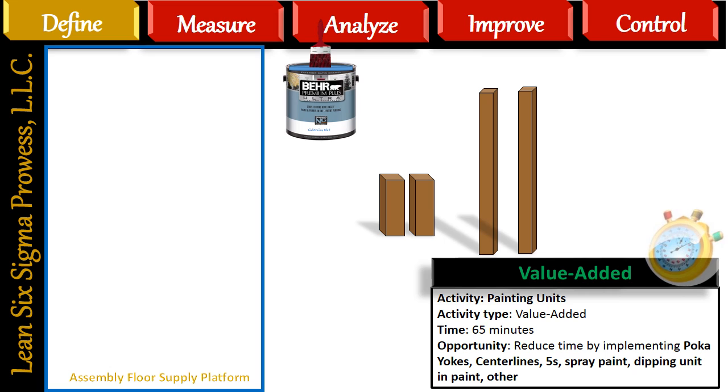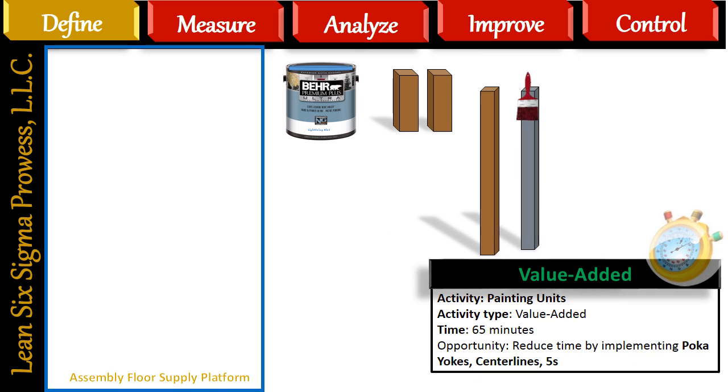Activity, painting units. Activity type, value added. Time, 65 minutes. Activity, painting units. Opportunity, reduce time by implementing POCA yokes, center lines, 5S.